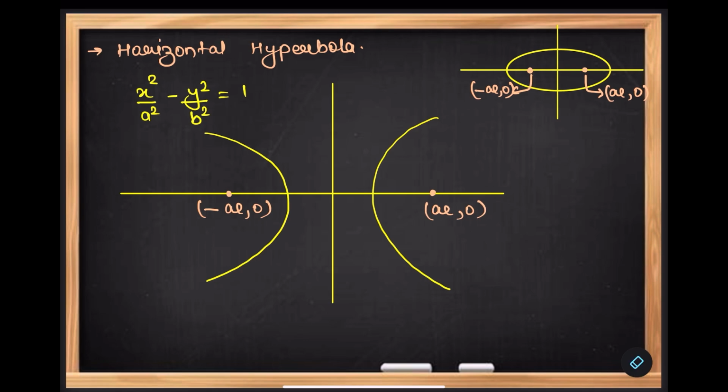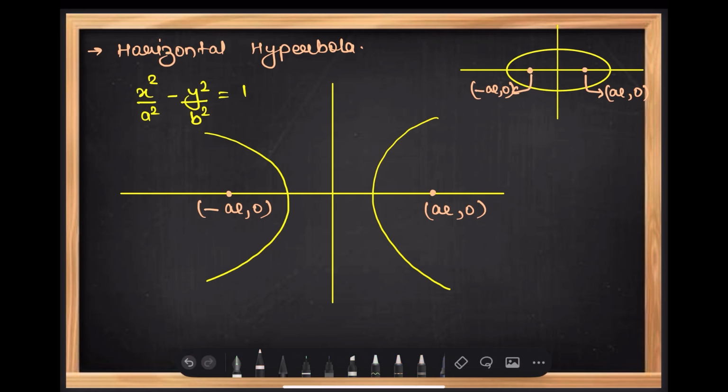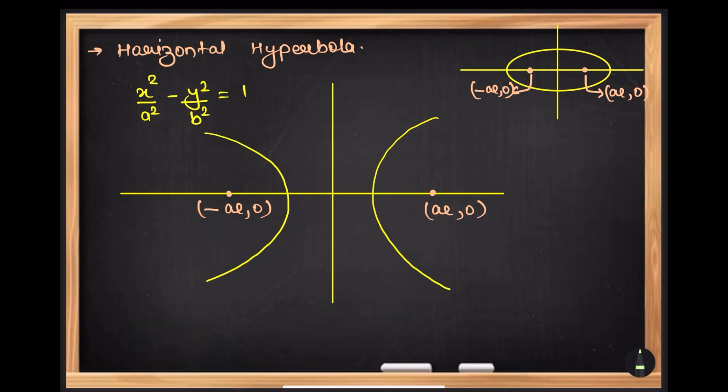Now do you remember who is this person? A comma 0, correct? Here it is minus a comma 0. So this thing will be a comma 0 and this thing will be minus of a comma 0.